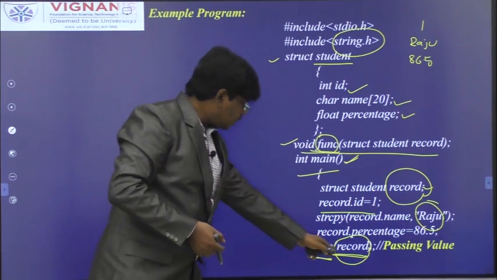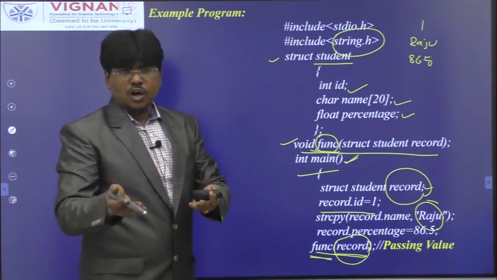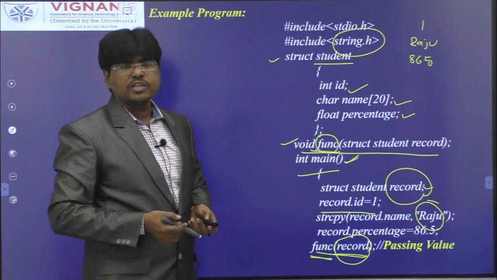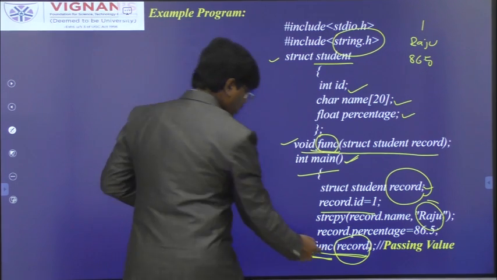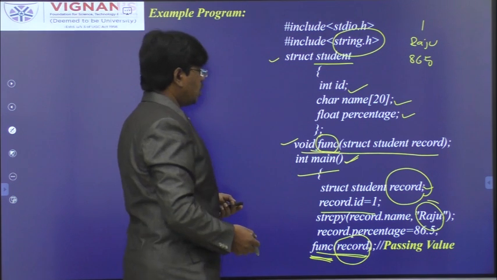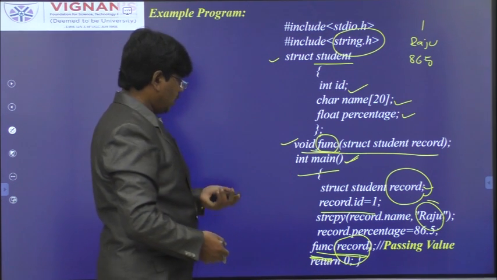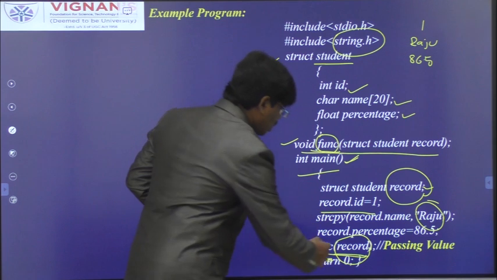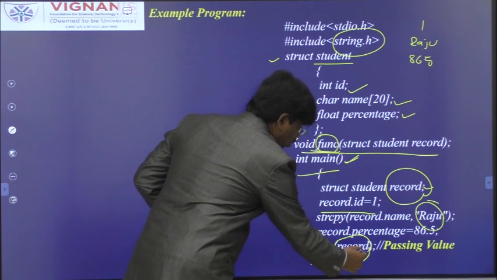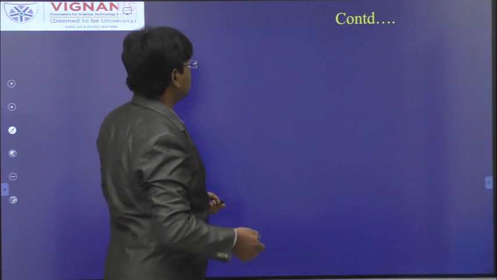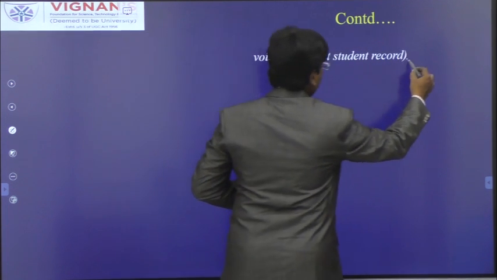Whenever this structure variable is sent by the calling function, the called function also has to receive it. Who is the called function here? func is the called function. How will it receive? After that, I have written return 0. Whenever a function call is made, control will go to the func function. So control will come here. This is the func function.